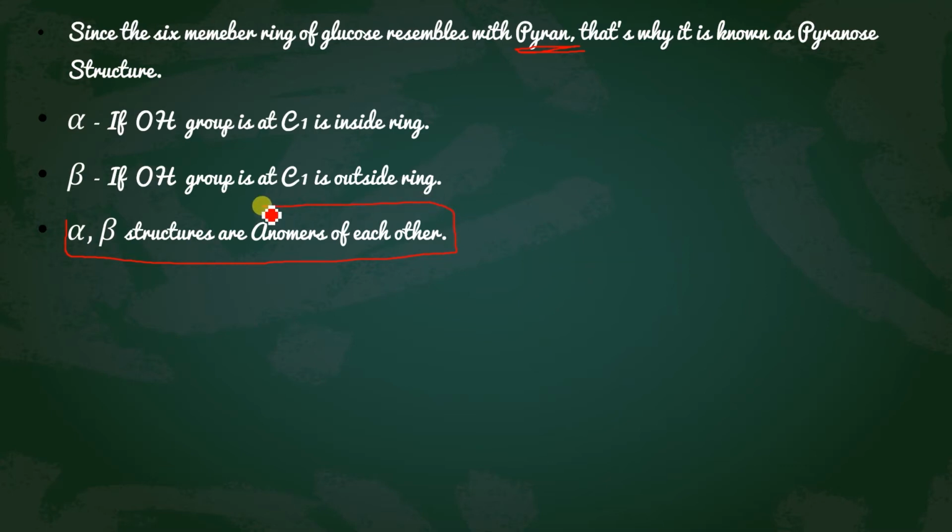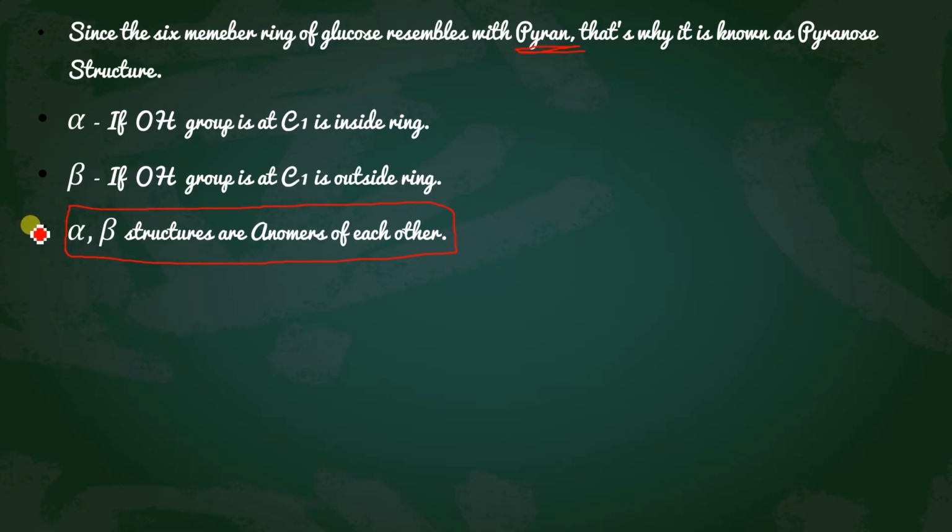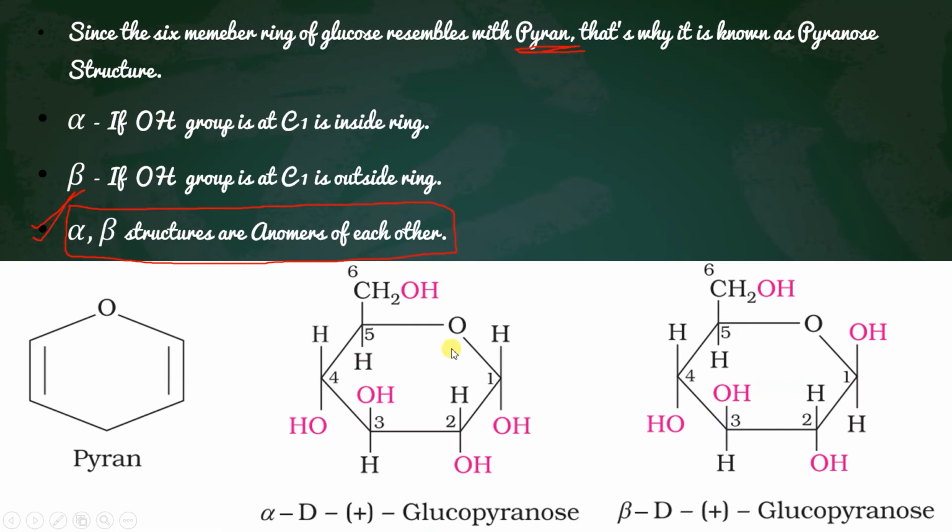Sometimes it is asked what you mean by anomers. It is an important point you can write down as a key point to learn, the definition of anomers. How to define that? The alpha and beta forms of glucose are known as anomers. And what is the basic difference? If the OH position at C1 is different, then this type of compounds are known as anomers. Got it?